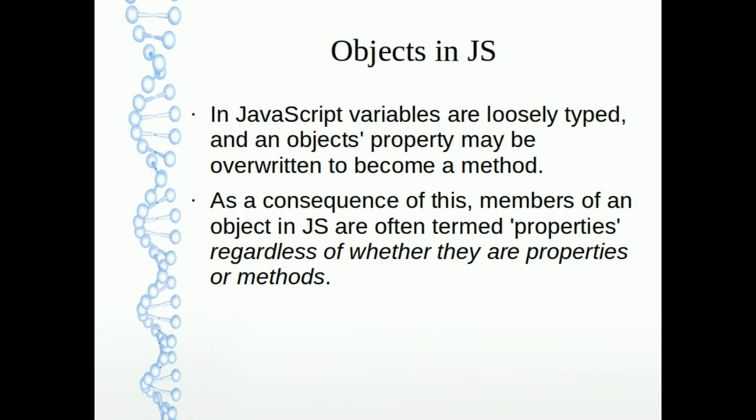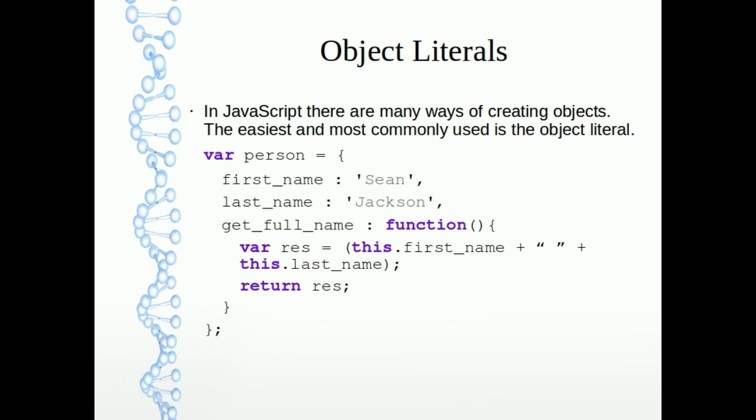The easiest and most commonly used is the object literal. Here we have an object called person with the properties firstName, lastName, and getFullName. Notice that we start and end our object with curly braces and that each property is separated by a comma. There is no comma following the last property which we declare, in this example the getFullName property. Also notice that the names of the properties are separated from their values by a colon, not an equals sign as you might expect. Finally, it is important to note that you can use as a property name anything you could use as a variable name.